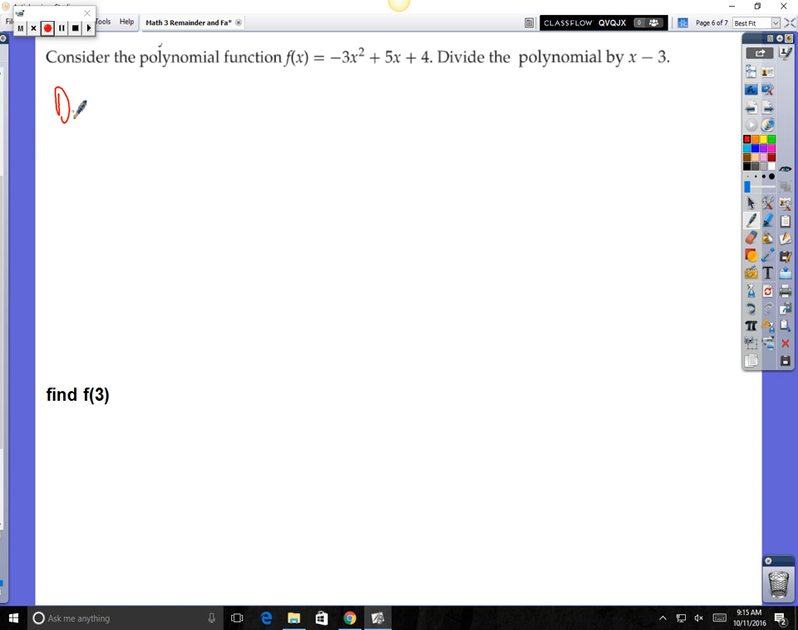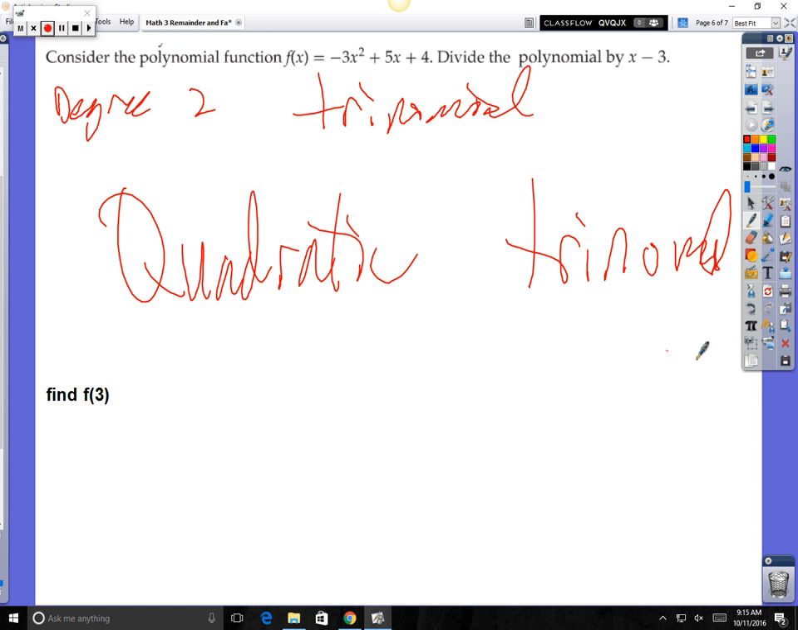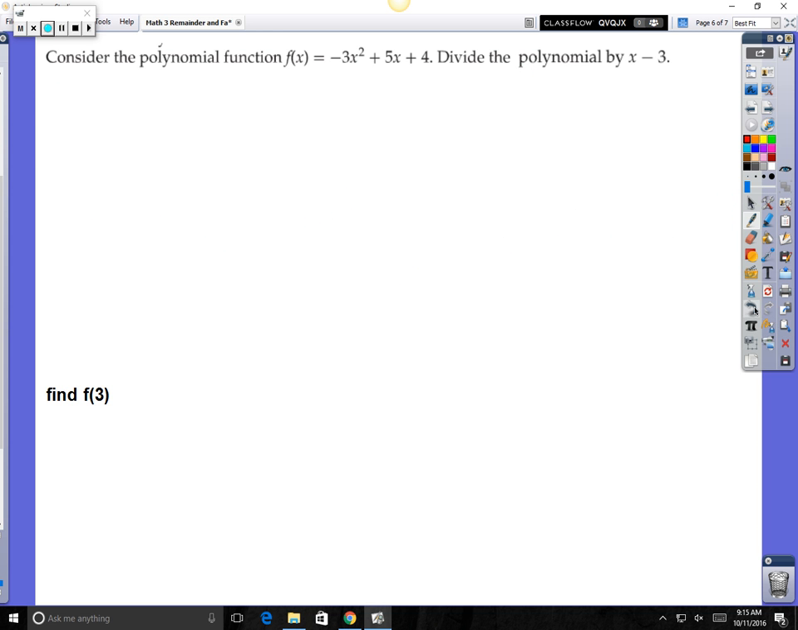Degree 2, what's degree 2? It's a degree 2 trinomial. But what do we call degree 2? It's got a name. Degree 2, that's all we did last year. You learned the quadratic formula, x equals negative b plus... It's quadratic. Okay, it's a quadratic trinomial. That's the name of it.